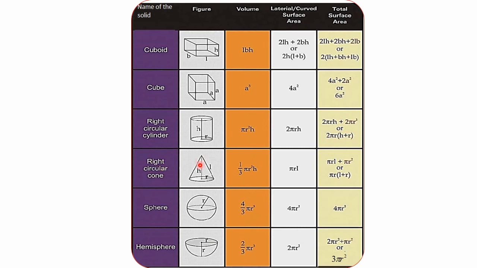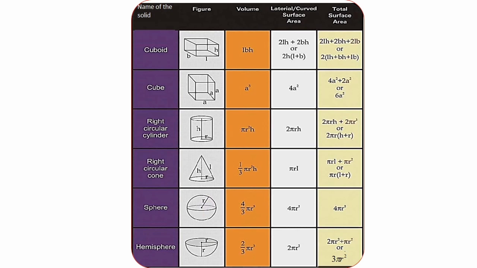Next one is a right circular cone. The height is represented by H, radius by the letter R, and the slant height by the letter L. Then the volume is 1 by 3 pi r square H. Lateral surface area or curved surface area is pi r l and the total surface area is pi r into (L plus R).